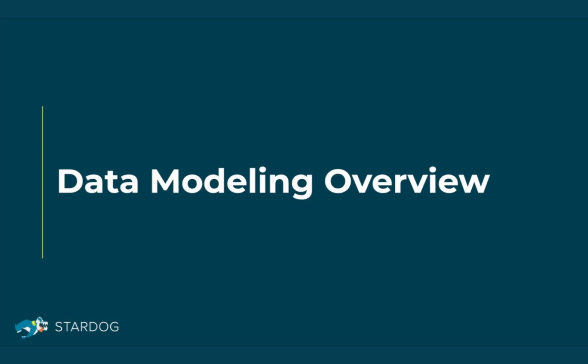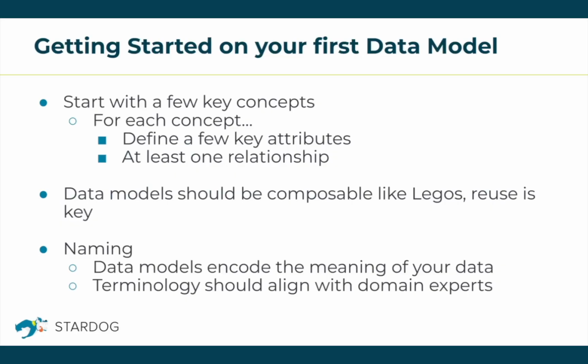Data modeling overview. It's good to start with a few key concepts like customer, order, and product. These will be your classes, or the circles that appear in Explorer. And then for each concept or class, define a few key attributes like maybe customer name, customer address, or product price, and define at least one relationship to or from your class to another class. Otherwise, your class is isolated and not really participating in the knowledge graph.